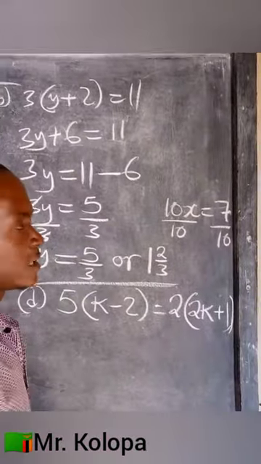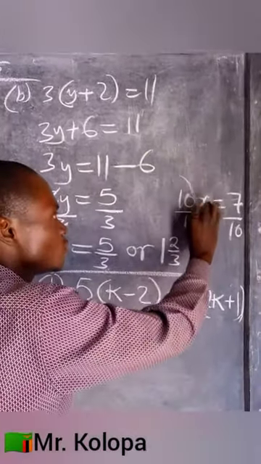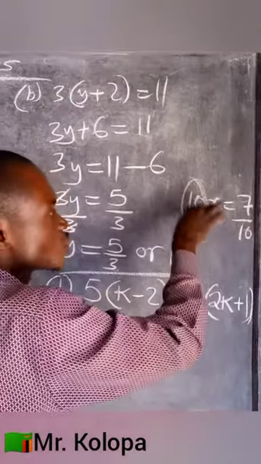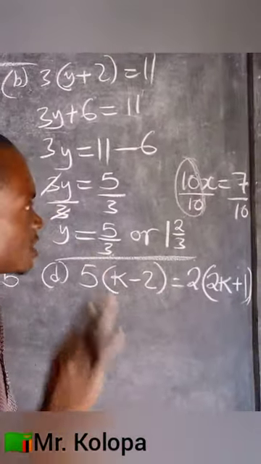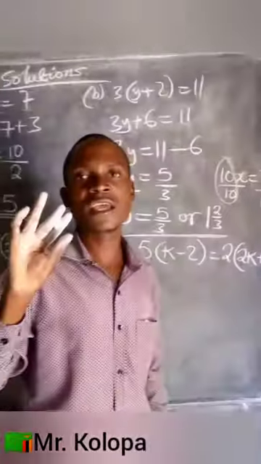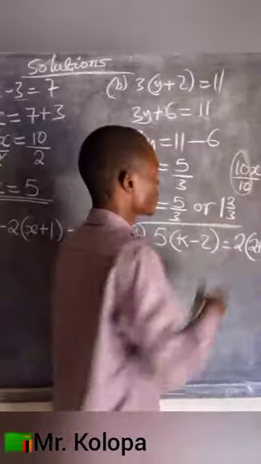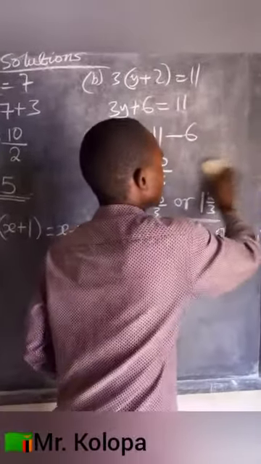Why are we dividing? The concept there is we want to remove this. Once we remove this, we remain with x. So when you are dividing both sides, check the number that is having a letter. It's that one that you are supposed to divide both sides by. So let's look at question C now.